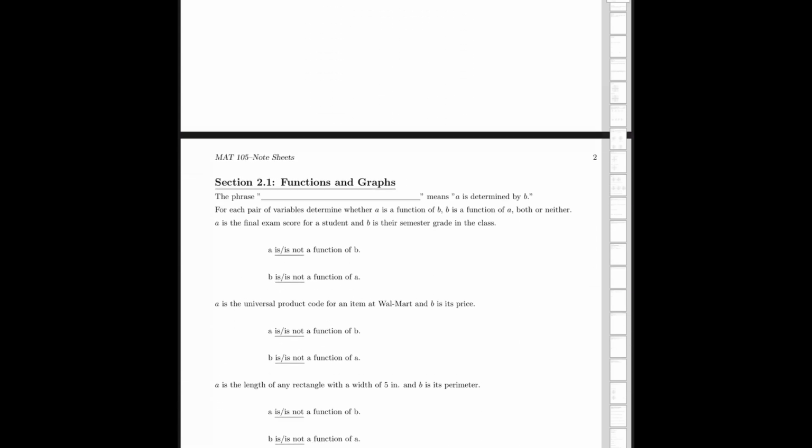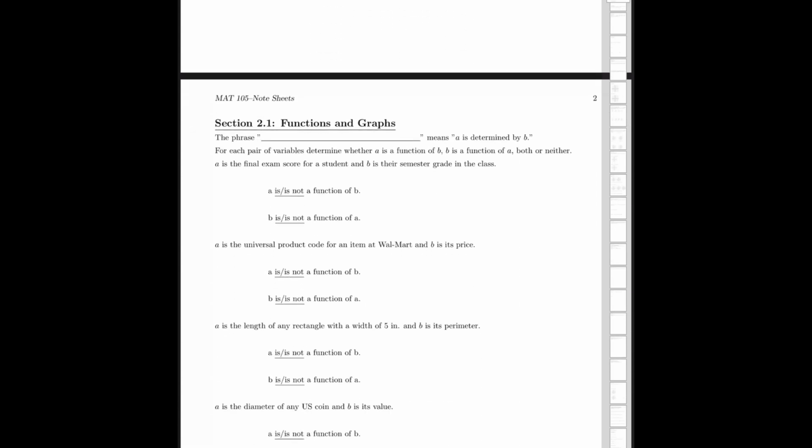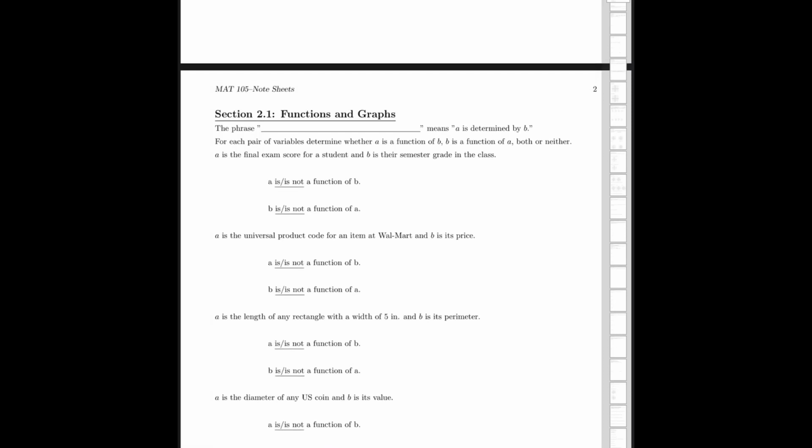So we're going to be talking about functions today and introducing us to this idea. So the phrase A is a function of B simply means that A is determined by B, or A can be uniquely determined by B. So for A to be a function of B, we would be able to tell exactly what A is if we know the value for B.